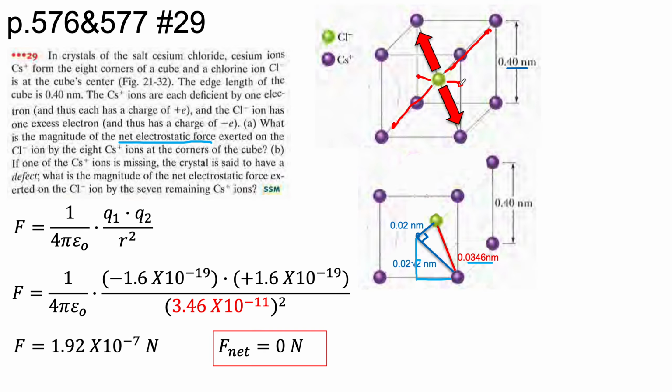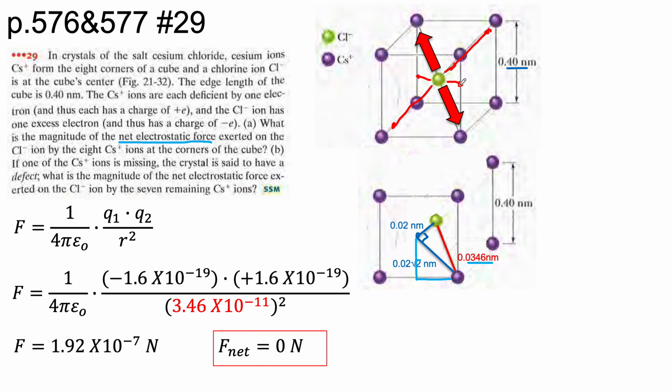You're like, wait, you made us do all that geometry? Well, here's where the interesting part comes in. Part B. If one of the cesium ions is missing, the crystal is said to have a defect. What's the magnitude of the net electrostatic force exerted on the chlorine ion by the 7 remaining ones?